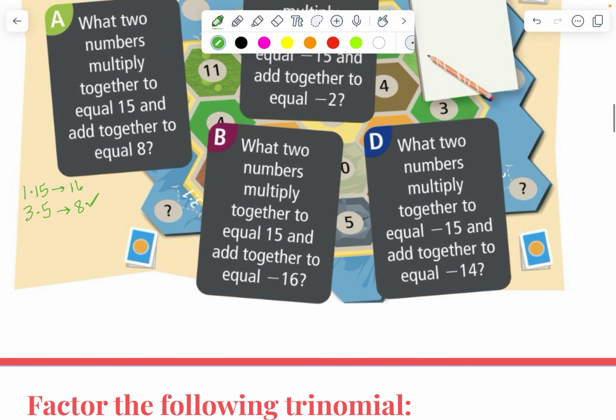What two numbers multiply to give us 15 and add to give us negative 16? If we are multiplying to get a positive number but adding to get a negative number, that means both numbers are negative. So it's either negative 1 times negative 15 or negative 3 times negative 5. Negative 1 plus negative 15 is negative 16. Negative 3 plus negative 5 is negative 8. They want us to get to negative 16, so that means our answers are negative 1 and negative 15.